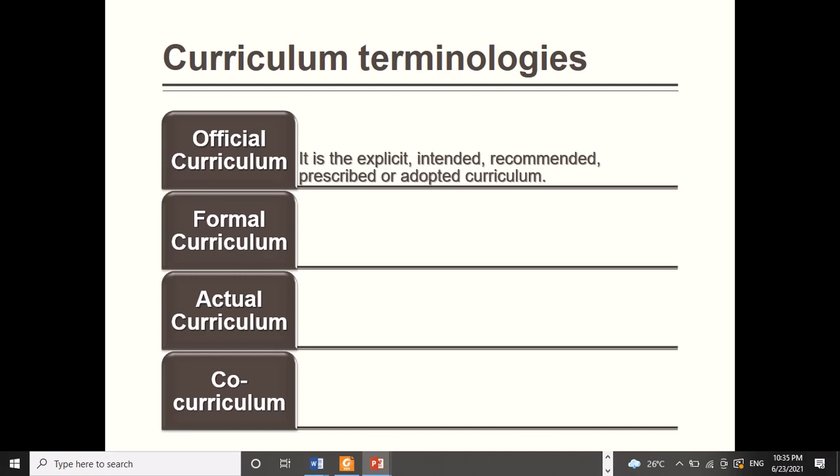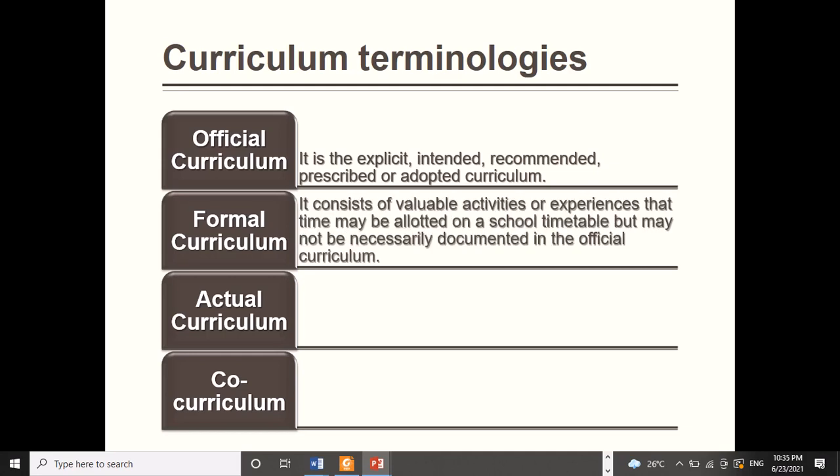When we talk of the official curriculum, it is the explicit, intended, recommended, prescribed or adopted curriculum. So what has been accepted is the official curriculum. The formal curriculum consists of all the experiences that are allocated time on the timetable. I don't think the curriculum will make mention of morning assembly or silence hour, but silence hour is featured on the timetable, so that makes it part of the formal curriculum.